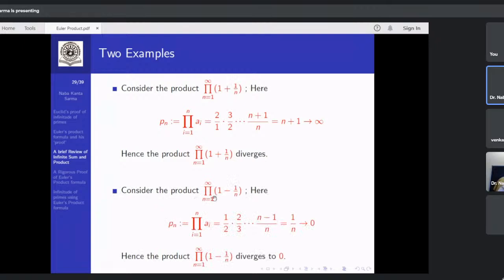In the second example, we have taken n from 2 to infinity, 1 minus 1 by n. We have not taken n equals 1 because if we put 1, the first term becomes 0, and we do not want such a case. We want a product where none of the terms is 0. So what is the partial product? If I simplify, it is 1 by 2, 2 by 3, up to n minus 1 by n, which simplifies to 1 by n, and it will go to 0. Since the limit is 0, in this case also we will say that the product is not convergent. In fact, it diverges to 0 because the limit is 0.